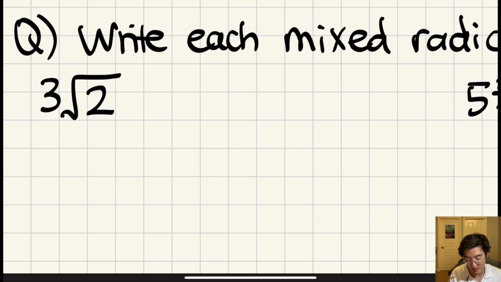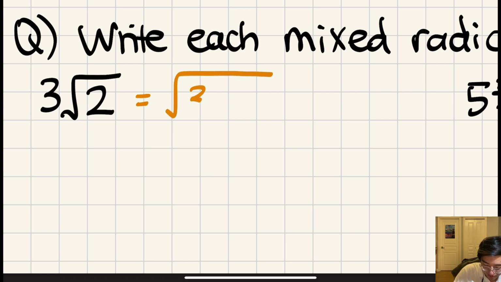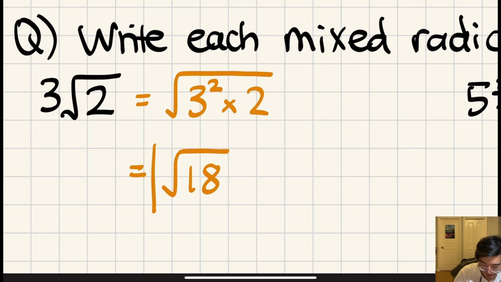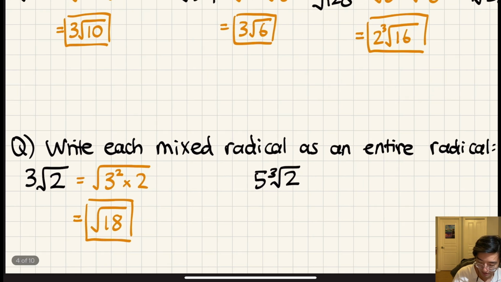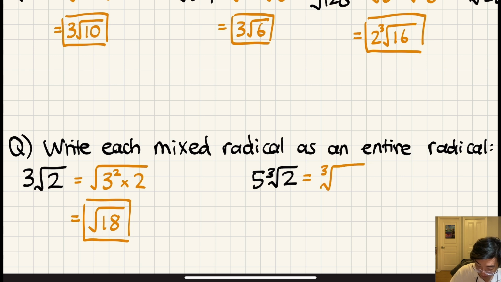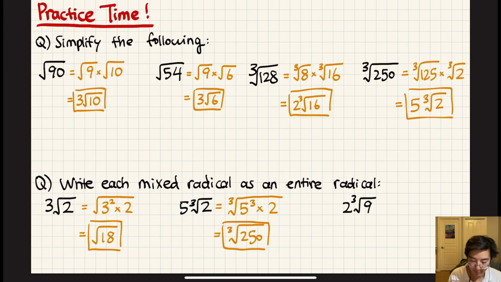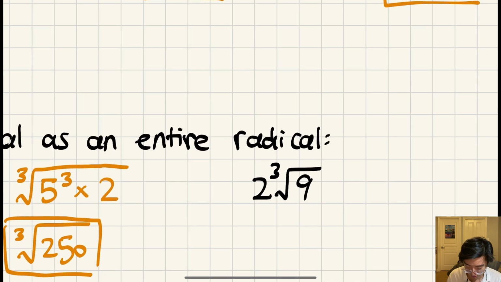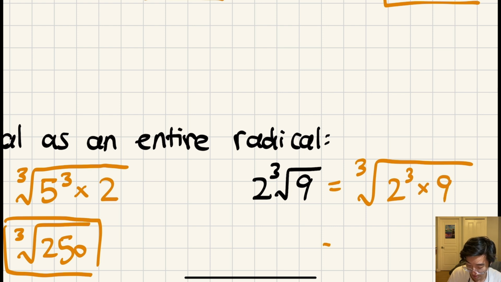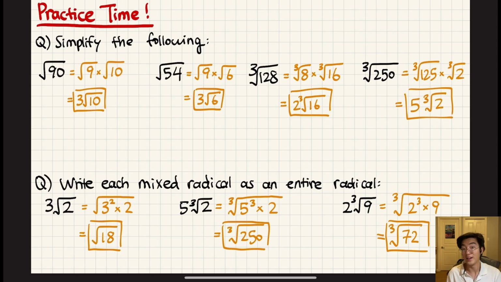So 3 times the square root of 2. All we have to do is square 3 here and then multiply it by 2 inside, getting us 9 times 2, which is the square root of 18. Then next, same logic applies. We have the cube root now. So instead of squaring the 5, we cube the 5. And very conveniently, we actually get back 250. And lastly, 2 times the cube root of 9. So we will cube the 2, slap it into the root, getting us 8 times 9, which is 72. All right, and yeah, that's pretty much it.